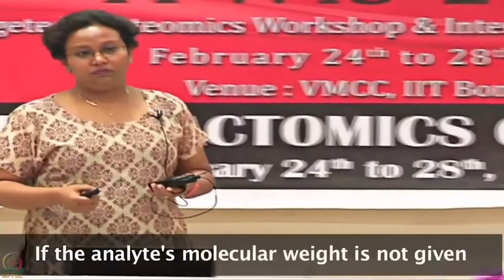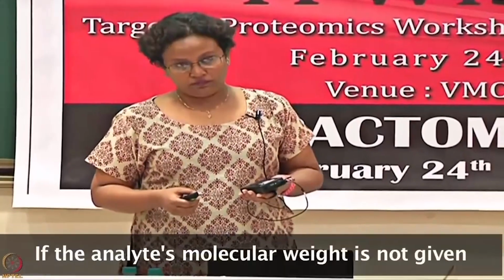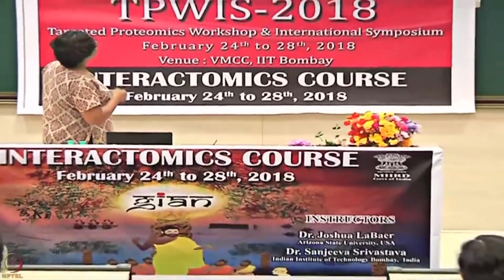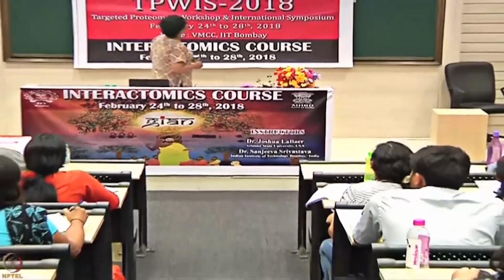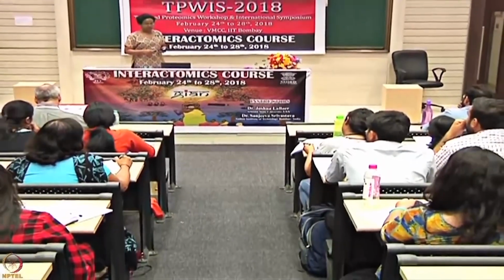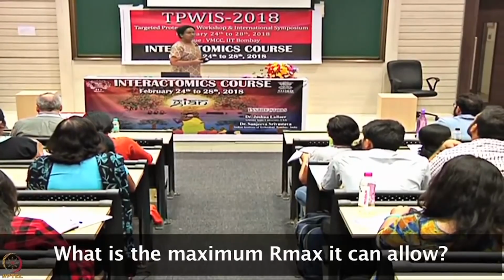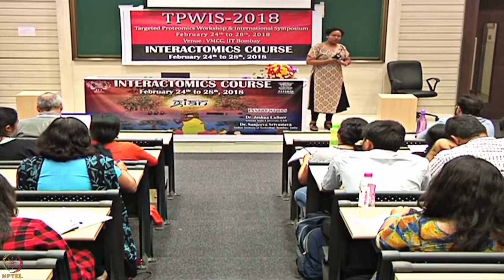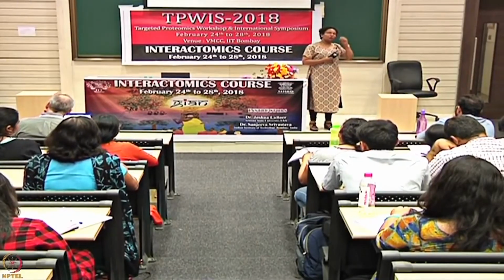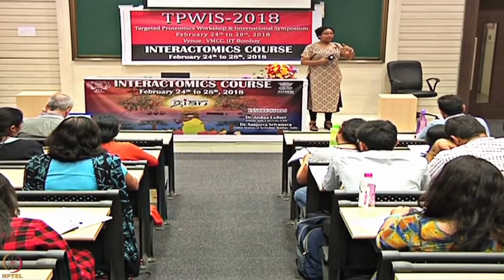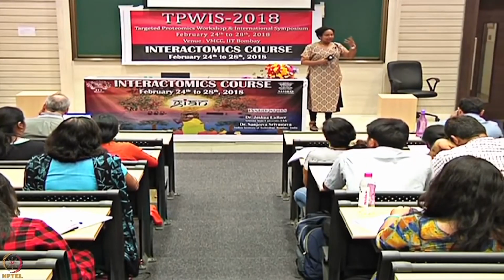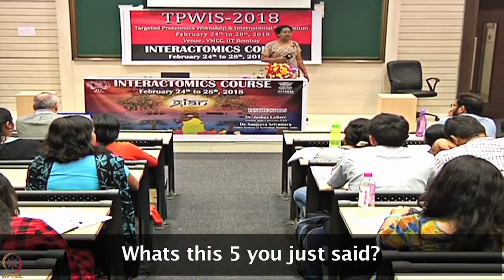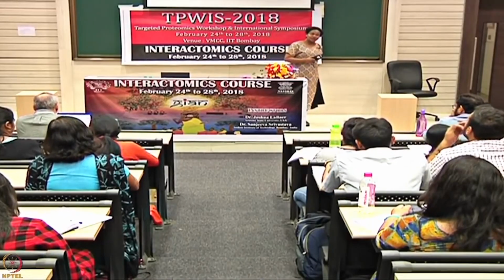Because the analyte molecular weight is not given, we have two unknowns in that. No, analyte molecular weight is there. Okay, there is. Yeah. Okay. What's the maximum Rmax that T200 allows? Well, it can allow a lot. It's not about T200 allowing it. It's the analyte and the ligand molecular weight which will contribute to it. Yes. First is 5, you said. 5 RUs of Rmax. Yes.